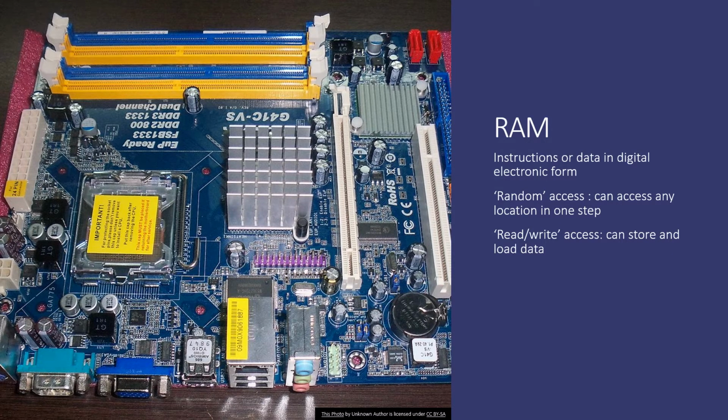Inside the RAM, the instructions and data that the computer uses are stored as electronic signals. RAM has random access. What that means, it doesn't mean you just go to different places at random. It means you can pick any part of the memory and you can go straight to it in one step. And it allows read-write access. That is, we can put new data into the RAM and we can take data out of the RAM. So think of the fetch execute cycle.